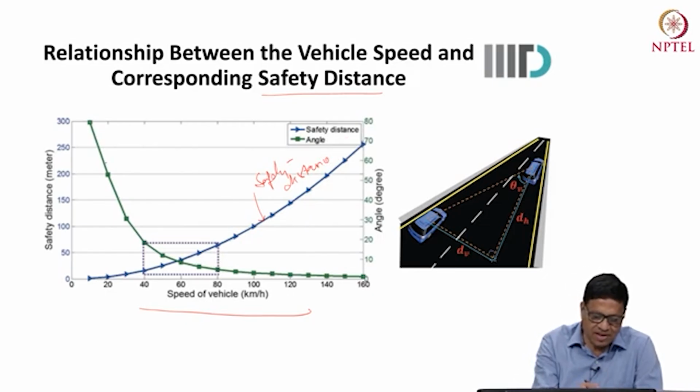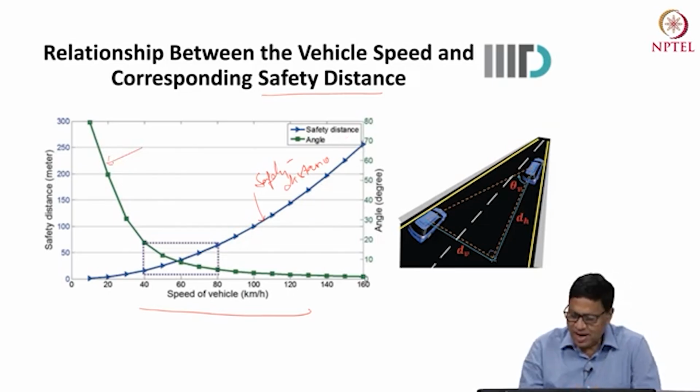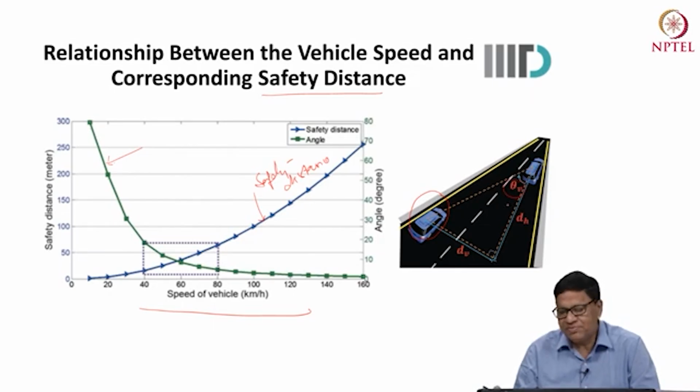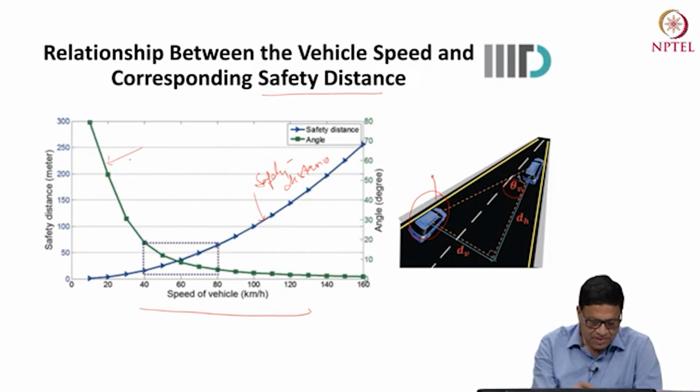And then the other curve is the angle versus the speed of the vehicle. So if this vehicle, for example, is in line with the other vehicle, that means theta v is tending to 0, then you require some safety distance. And if this vehicle is a little away where theta v has some finite value, it requires a different safety distance. So this particular green curve basically tells you about the angle part.